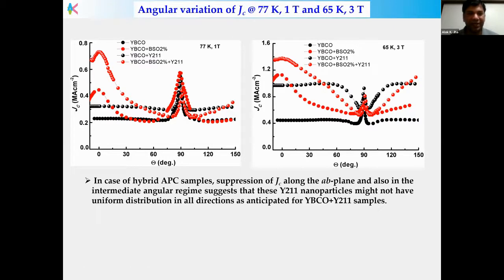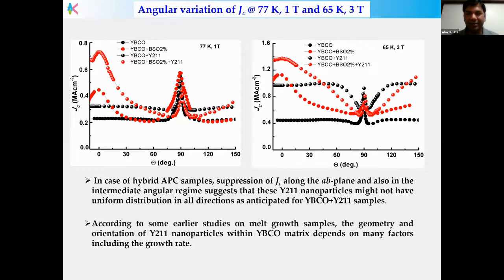In the hybrid APC sample, the suppression of JC along the AB plane suggests that Y211 nanoparticles may not be uniformly distributed. And also, the geometry and orientation of the nanoparticles within the YBCO depend on many factors, including the growth rate.